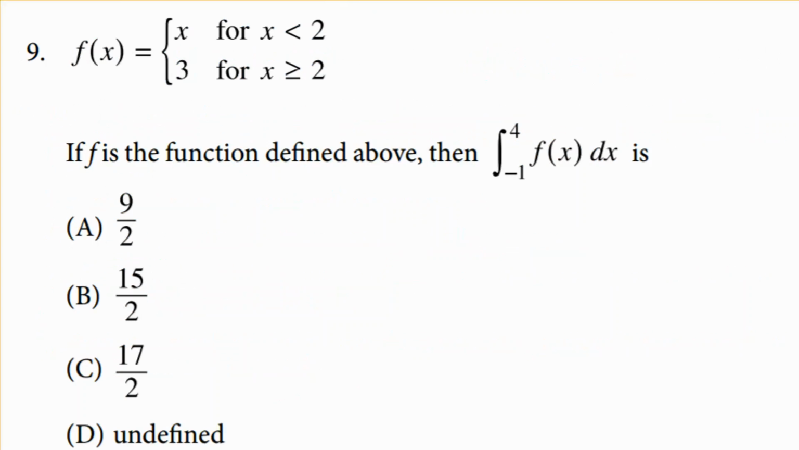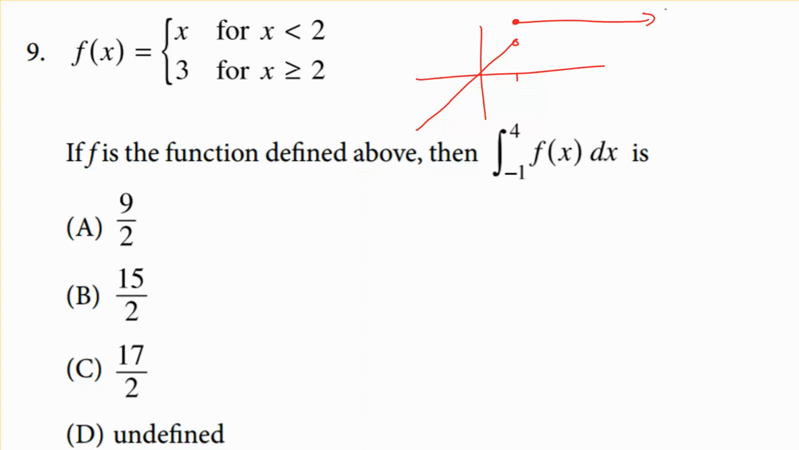All right, we've got a piecewise function here in 9. F of x equals x for x less than 2, and 3 when it's greater than 2. So what does that graph look like? That's an easy one to graph. Here's 2, y equals x, and then 3.